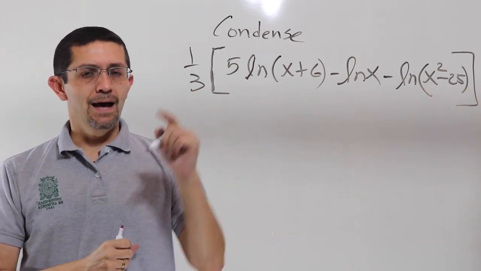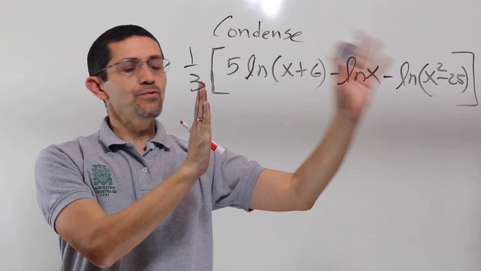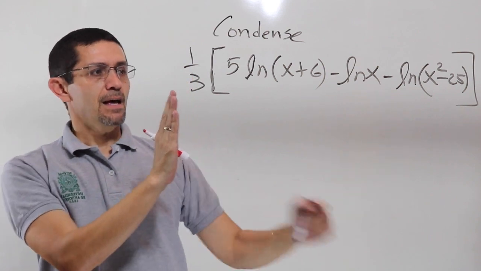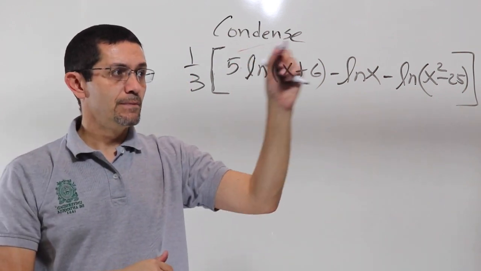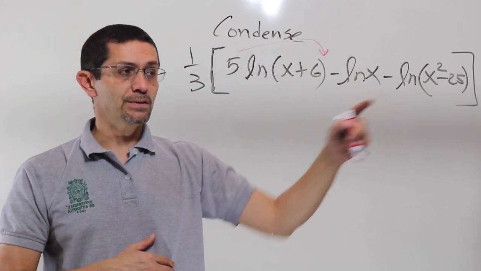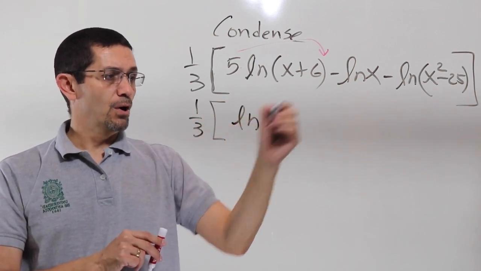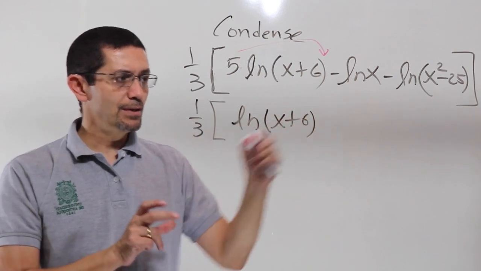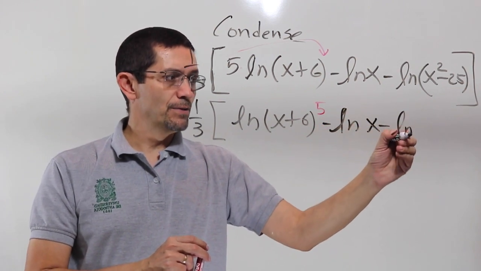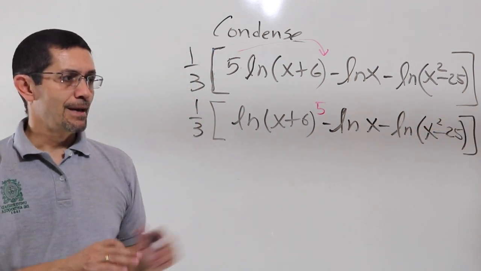Let's go back. I have 1/3 bracket. That means that 1/3 is the exponent for the whole thing when it's condensed. Therefore, I need to work on the inside first. Okay, so let's work on the inside. I see a 5 exponent of what? Of my argument. Nothing here, no exponent. Nothing there, no exponent. So let's move that exponent first. I'm going to have 1/3 of ln of x plus 6 to the 5th power minus ln of x minus ln of a difference of squares, which we don't have to do anything with. Now there's no more exponents.